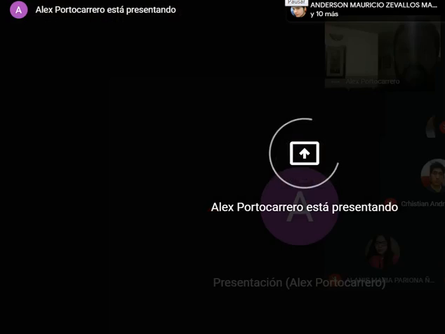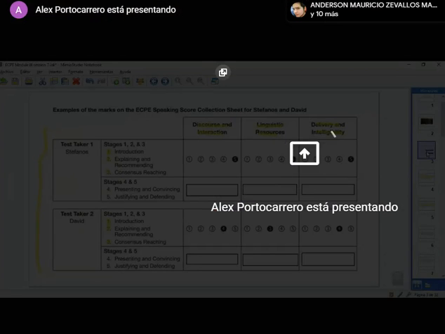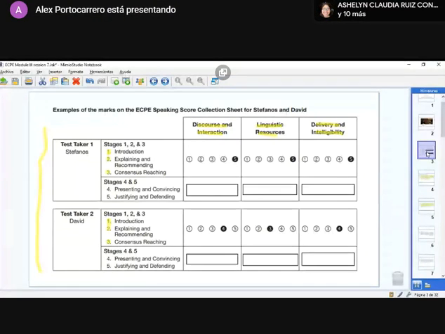Give them a grade over 5, in each of these 3 criteria: discourse and interaction, linguistic resources, delivery and intelligibility. And while you decide the grade you're assigning them, think of a justification. Why are you giving them a 5, a 4, or a 3, or a 2, or a 1, right? Think about it for a couple of minutes.